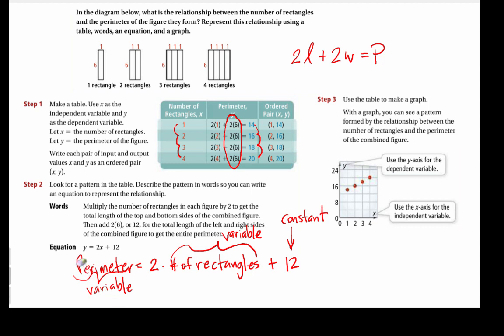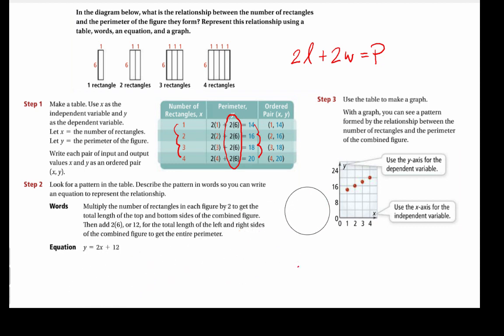And when you look at the equation, things that are constant or that don't change in any calculation that we do always have just a plain old number. We call them a constant. So y equals 2x plus 12 is how we would represent algebraically the statement that I had written here just a second ago. Once we have our equation, then we're going to make a graph.